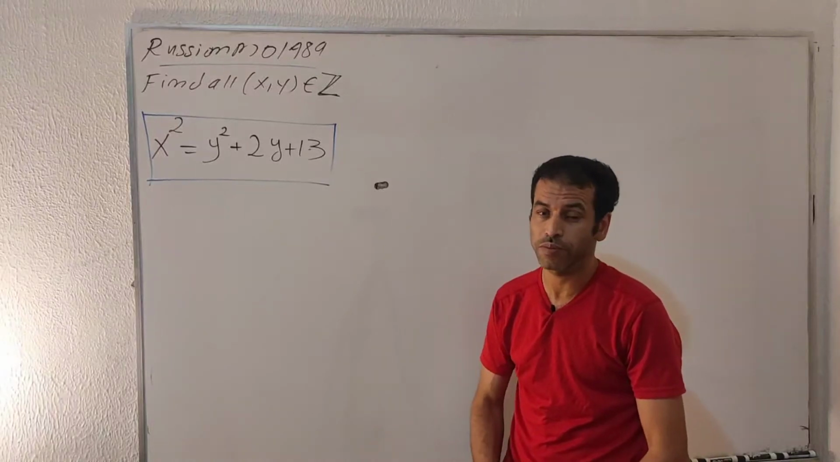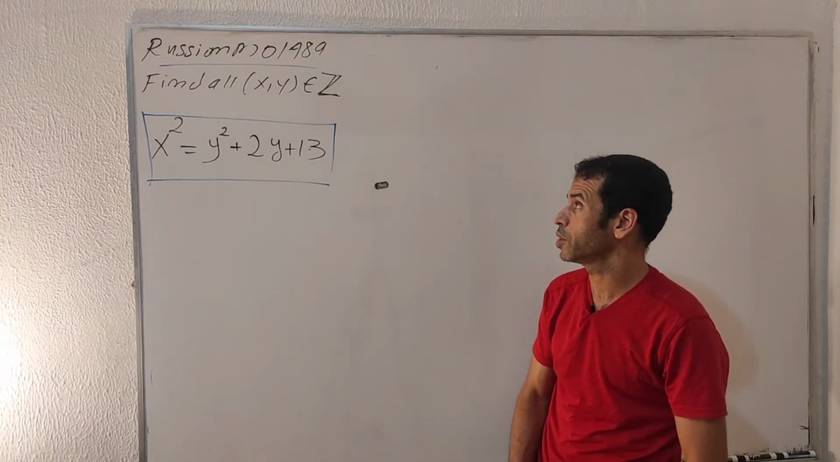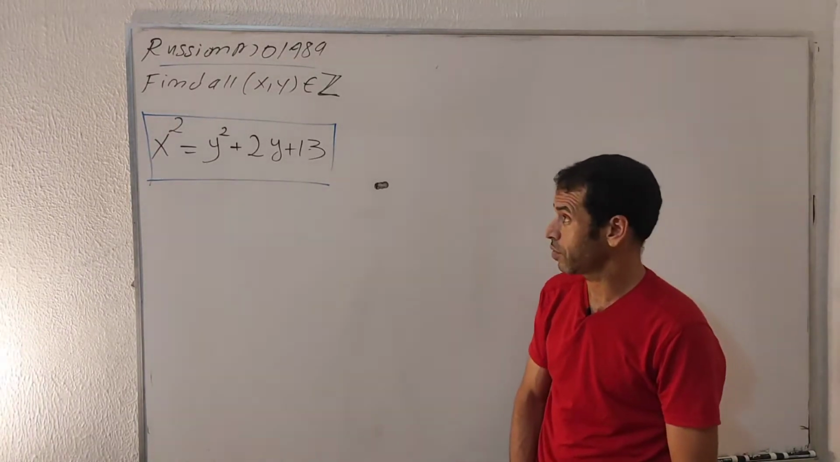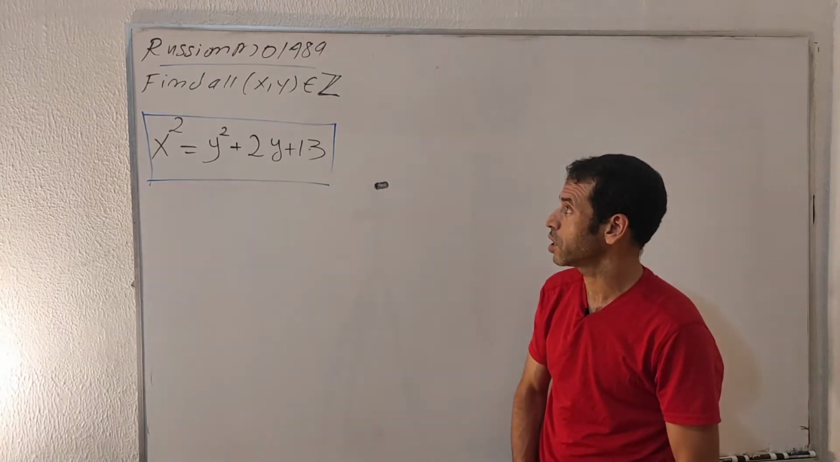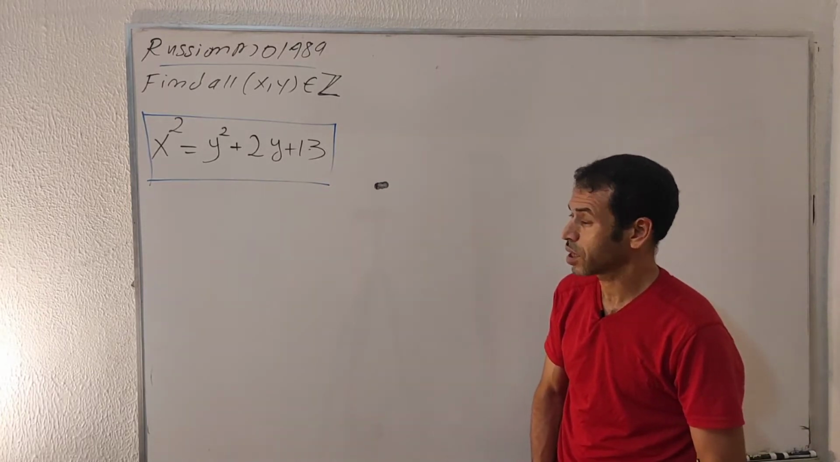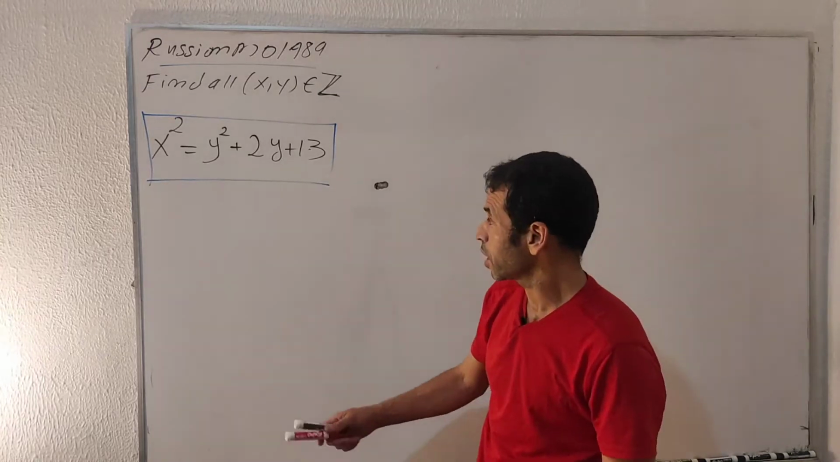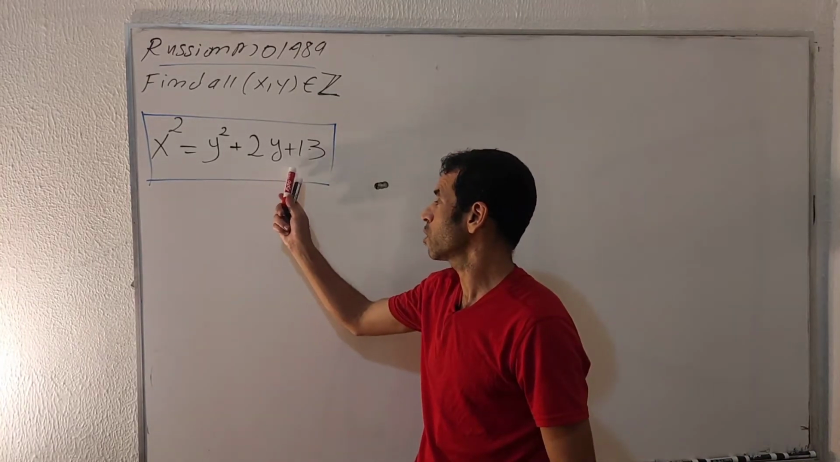Today's video, here is a nice problem coming from the Russian Mathematics Olympiad edition 1989. Here is the following setup. Find all x and y as integer numbers satisfying the following equation: x squared equals y squared plus 2 times y plus 13.